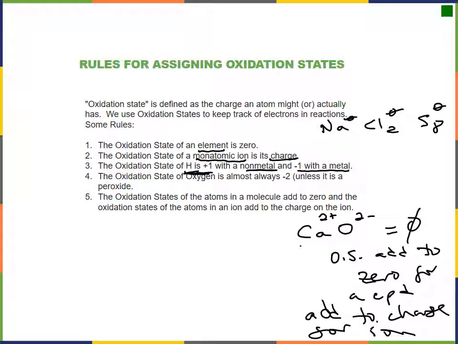And the oxidation state of oxygen is almost always -2 unless it's a peroxide. And we'll do examples on all of those. And that's really all you need to know. Elements are 0, monatomic ions are the charge, hydrogen with a nonmetal is +1, hydrogen with a metal is -1, oxygen is almost -2. And then they add up to either 0 for a compound or to the charge for an ion.